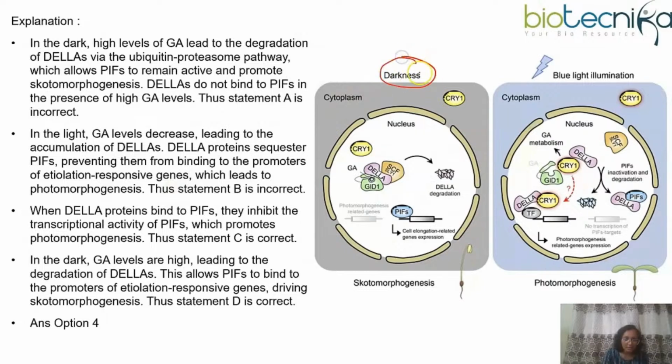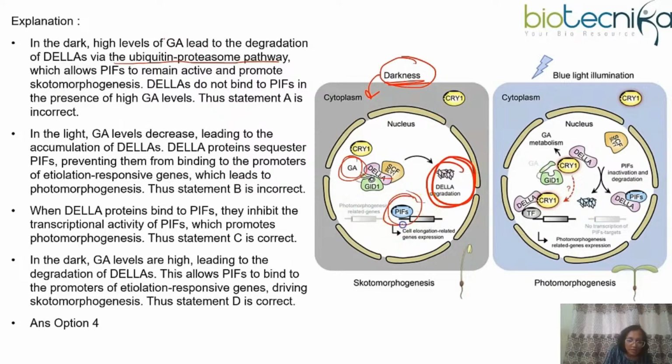This is darkness. This is what happens in darkness. The sentence says that high levels of gibberellic acid causes DELA to bind to PIFs. Now this sentence is not true, because in darkness high levels of gibberellic acid induce degradation of DELA. Can you see that? It's written over there. DELAs are tagged for degradation via the ubiquitin proteasome pathway. So PIFs are not bound to DELA.